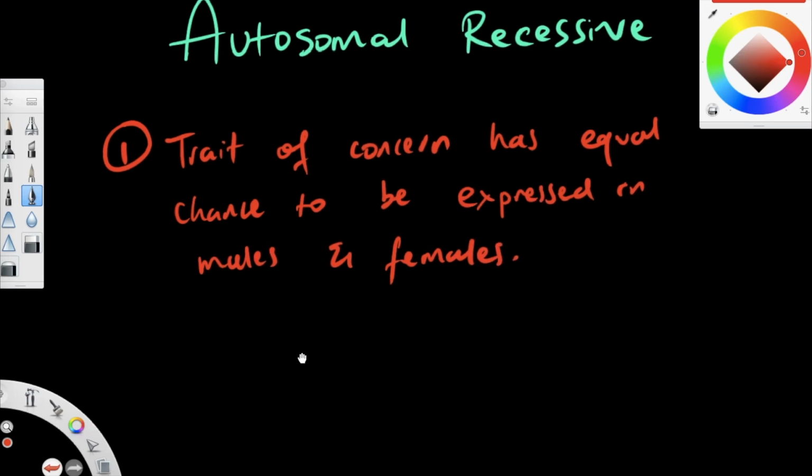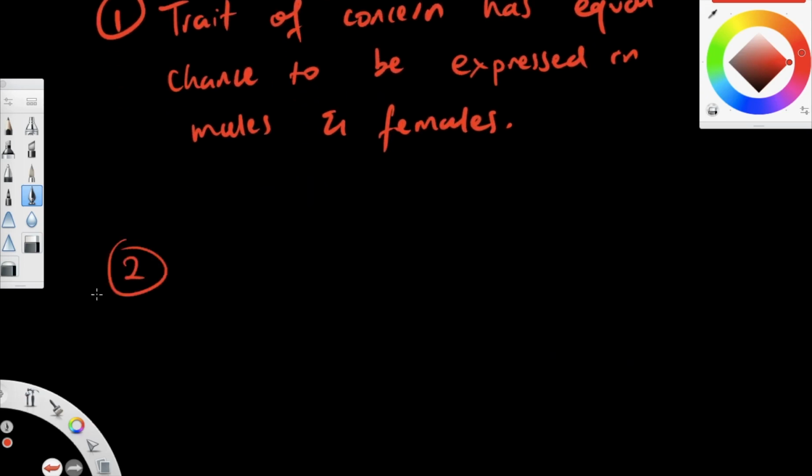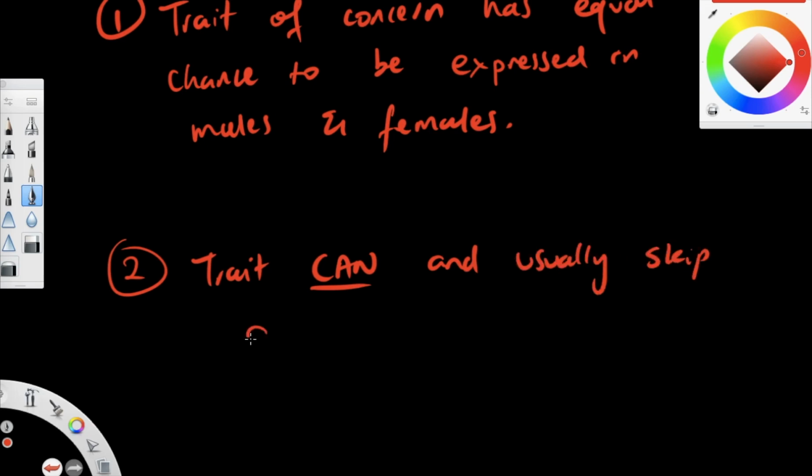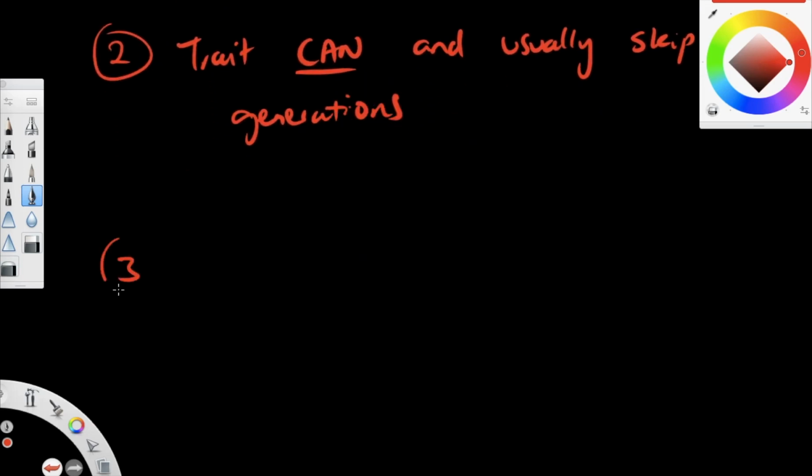Alright, sweet. Number two is that the trait can and usually does skip generations. And we'll look into why this is the case later. Number 3, if both parents have the trait, then the offspring must have the trait.